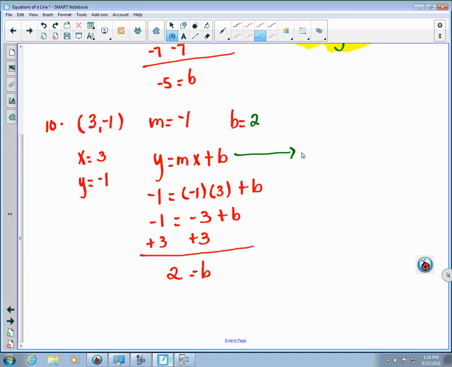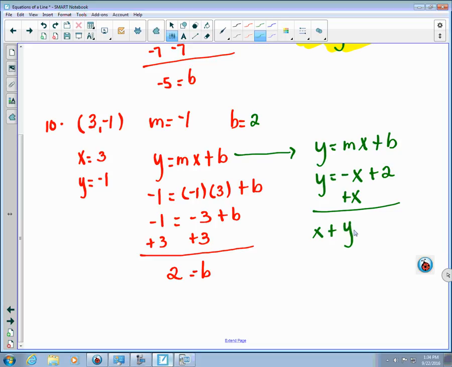Back to mommy. All right, so the m would be negative 1. Do I really have to put that negative 1? I just put a negative x and then plus 2. Now to write it in standard form, y and x are hanging out together. They're chilling together. They're partying together. So they need to be together, right? x plus y equals 2.